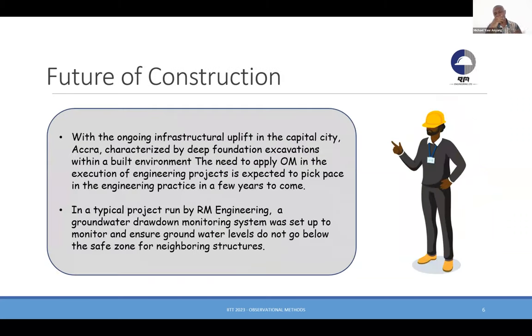But like I've been saying, for the future of the OM, a place like Accra, Ghana is undergoing redevelopment in terms of infrastructural uplift, architecture, view and all. So it's already a built environment. In such a situation, I think in the near future, there are going to be deep foundations, because it's already a built environment and we have small space to work within. I'm sure with this coming ahead, OM can be a better option for us to start with.